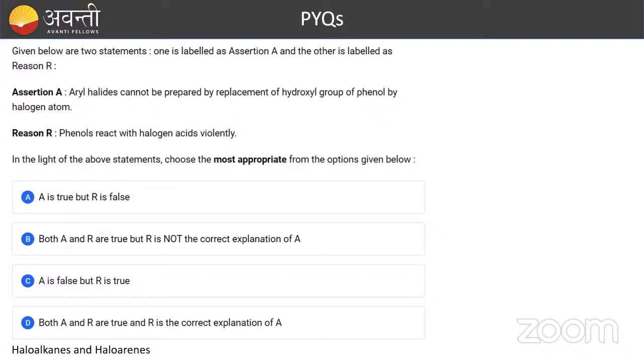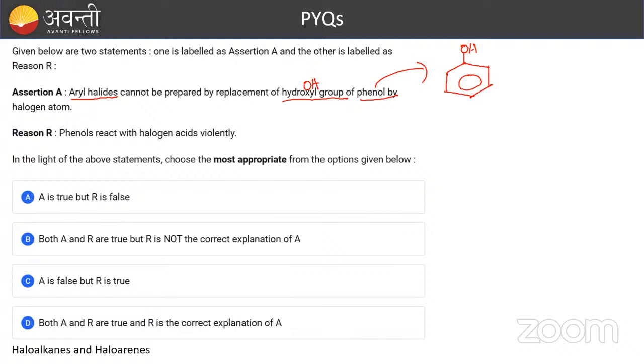Assertion reason type again. The assertion is saying that aryl halides cannot be prepared by the replacement of the hydroxyl group of phenol by a halogen atom. Is that correct? Aryl halide means haloarene, okay? Haloarene cannot be prepared by replacement of the hydroxyl group, the OH group of phenol. You all know what phenol is, right? C6H5OH is called phenol. Replacement of the hydroxyl group of phenol by a halogen atom. Is that correct?